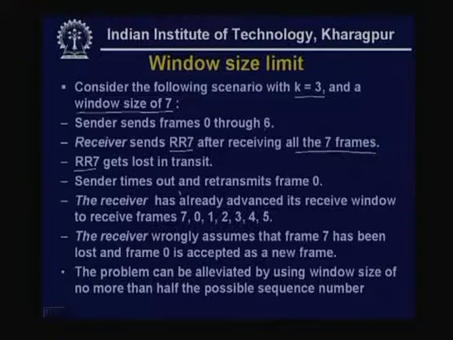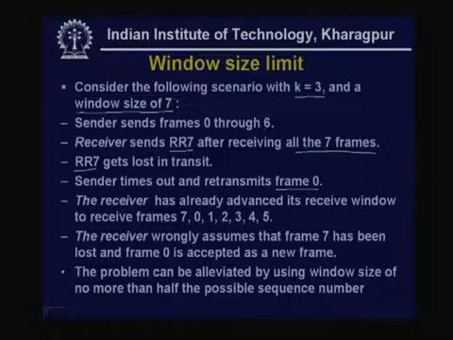The sender times out and retransmits frame 0. Since it was waiting for acknowledgement for these frames, they are not received, so it will send frame 0. However, the receiver already has received all the 7 frames. It was also waiting for frame 0, but not the frame 0 of the previous one, but the next one. So, the receiver has already advanced its receive window to receive frame 7, 0, 1, 2, 3, 4, 5, and so it is now ready to receive frame 0.